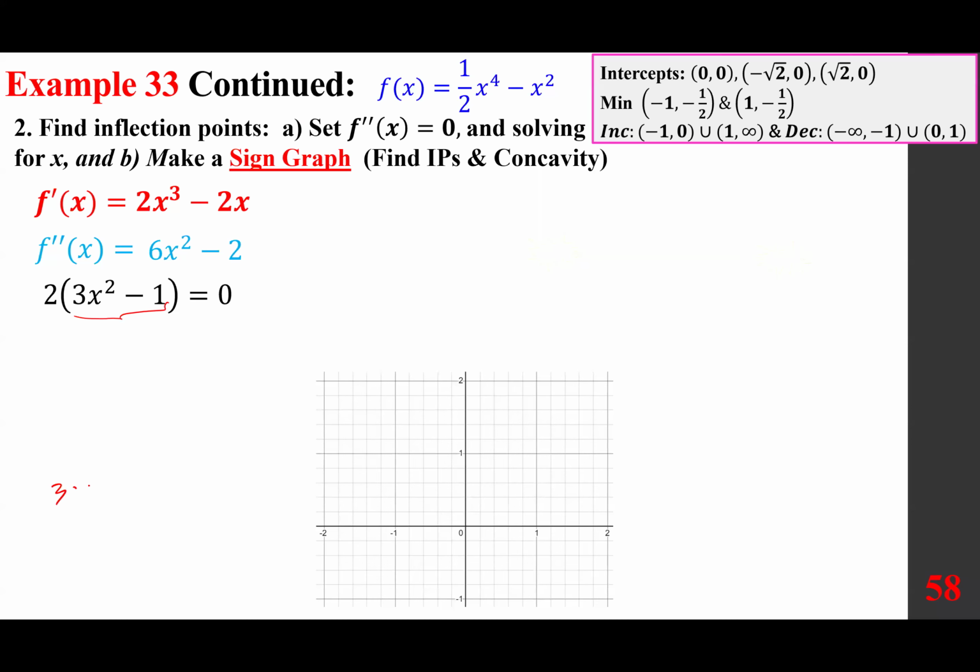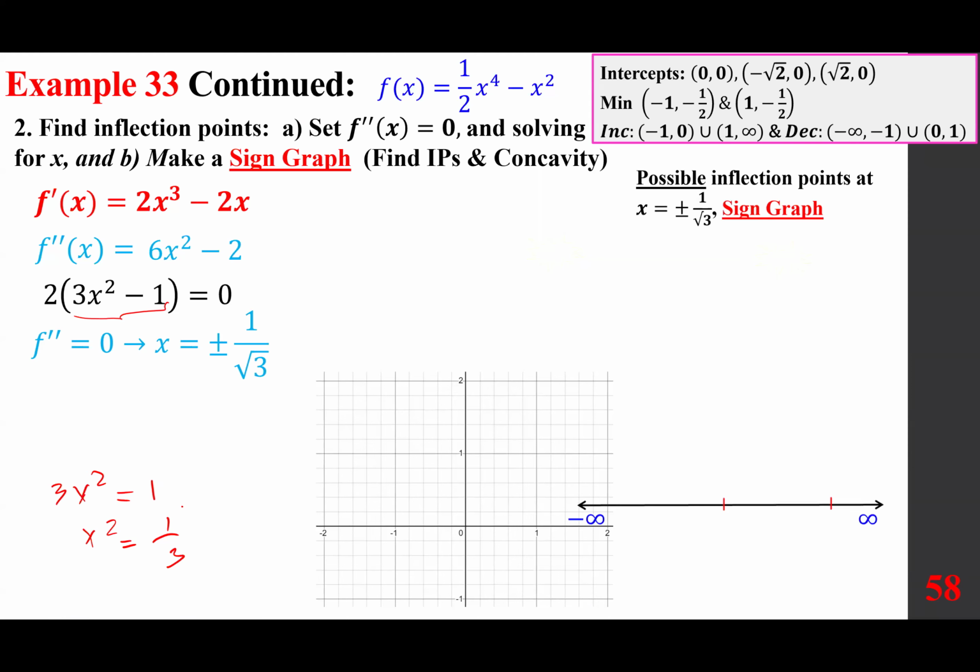If you set 3x squared minus 1 equals 0, that becomes 1. X squared becomes 1/3. And x becomes plus minus 1 over square root of 3. And so those are the inflection points. I'm going to go with the number line from negative to positive infinity. So possible inflection points at x equals plus minus 1 over square root of 3.